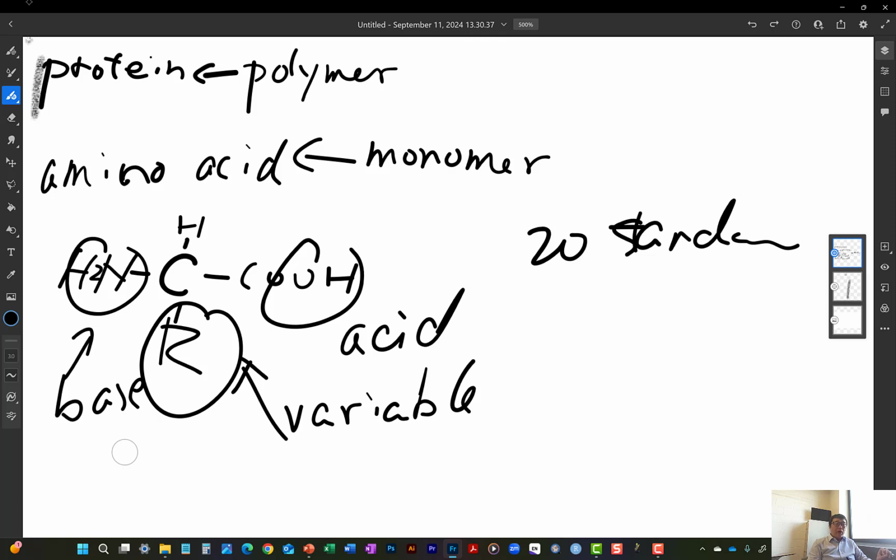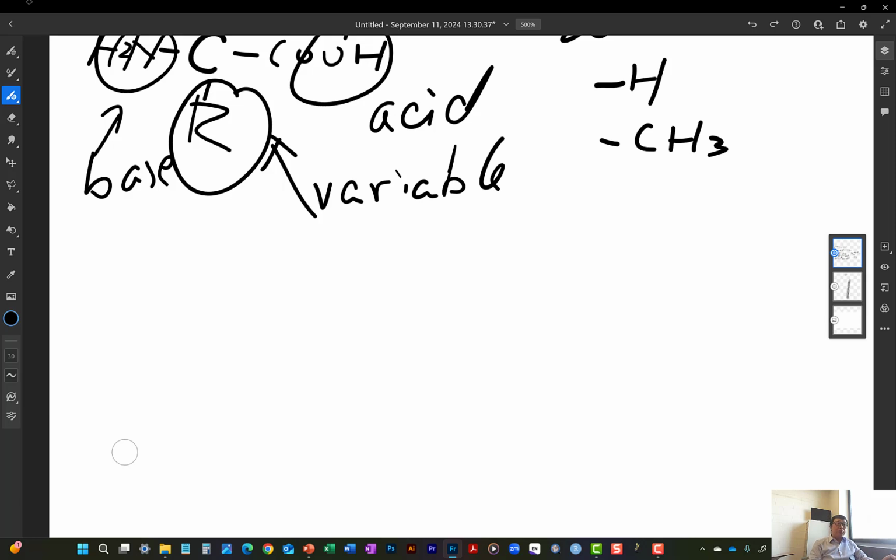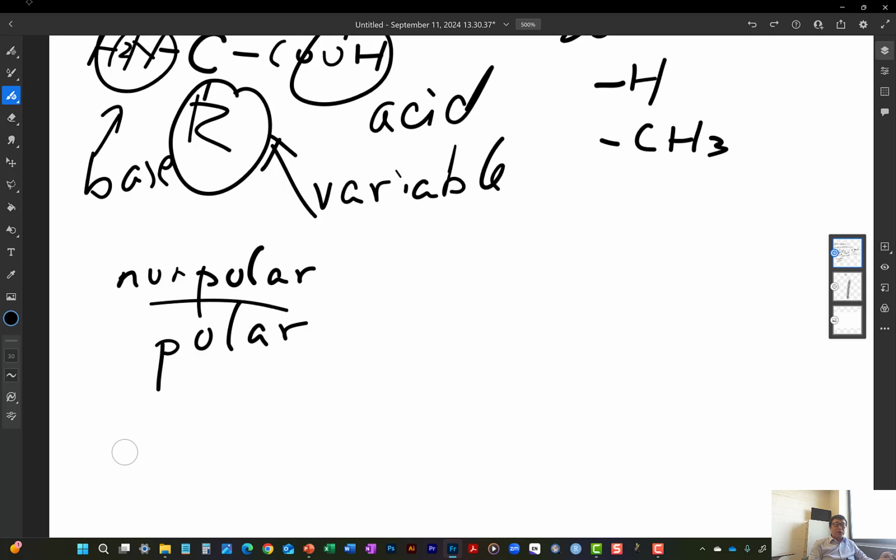All the 20 are different in the R group. The R group can be very simple, like a hydrogen or another carbon, or many different things. Based on the features of the R group, we can divide the amino acids mainly into four groups, or in some cases just polar and nonpolar. Nonpolar is hydrophobic. Later on, when we talk about protein folding, nonpolar amino acids go in the interior and polar ones on the outside.